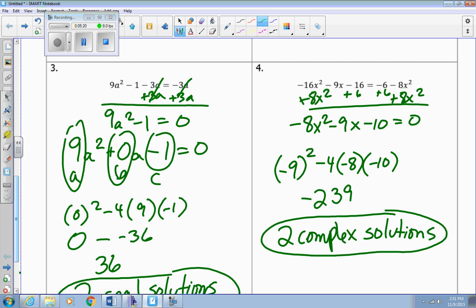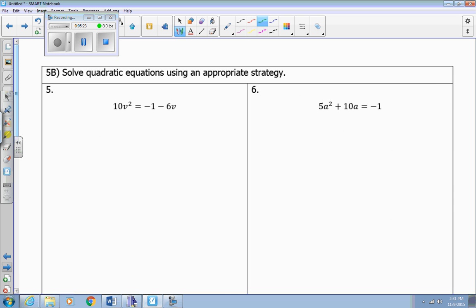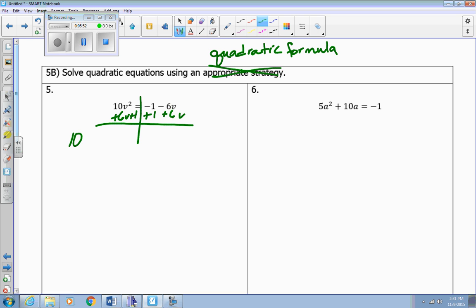Moving on. So now we need to solve using the appropriate strategy. Well, the appropriate strategy is using the quadratic formula. That is the appropriate strategy we're going to use. So first thing you need to do is set the equation equal to 0. I always like my a to be positive, so I will move these other terms to the other side of the equal sign. So it's 10b squared, so the a is positive, plus 6b plus 1 equals 0. You technically don't need a positive, but I prefer it.